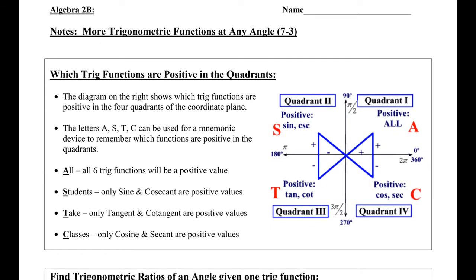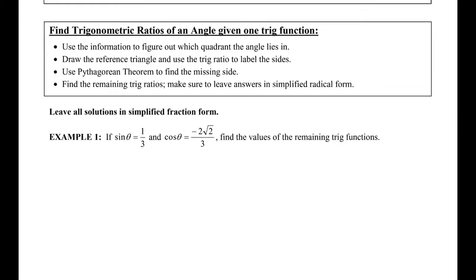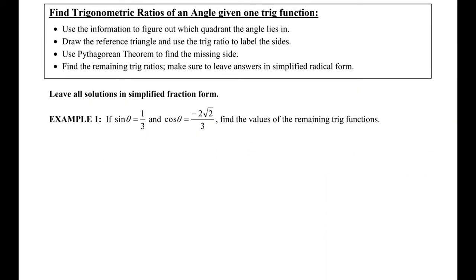Next, we are going to be looking at the steps for finding the trig ratios of a given angle given one trig function. First, you will use information to figure out which quadrant the angle will lie in. Then, you will draw a reference triangle and use the trig ratios to label the sides. Third, if necessary, you will use the Pythagorean theorem to find the missing side. And finally, find any remaining trig ratios, making sure to leave your answer in simplified radical form.